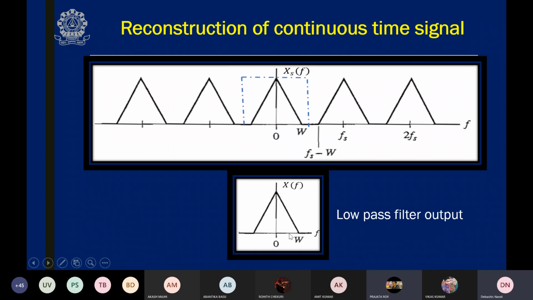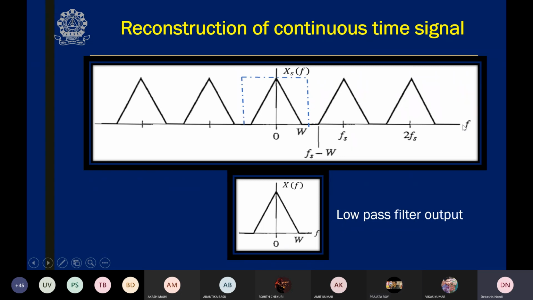Yes. Sir, is this the frequency spectrum, the diagram that you are showing? Yes, this is the frequency spectrum, because this is Xs(f), a function of f, so it is a frequency spectrum, and the frequency spectrum is obtained by taking the Fourier transform of the time domain signal.